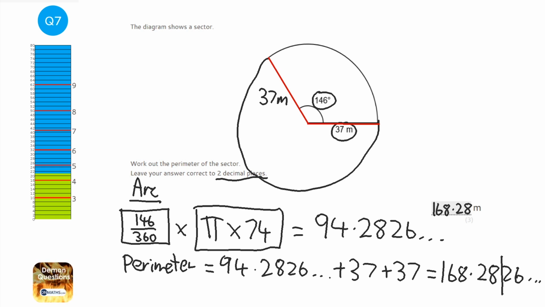168.28. Now just be careful that you add on the extra bits. When it asks you for a perimeter, just make sure you've gone the total distance around the shape. Put a dot and just draw with your finger around the shape to make sure you've got all the distances.